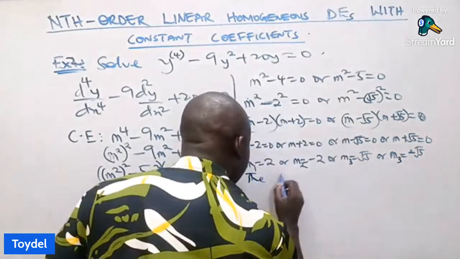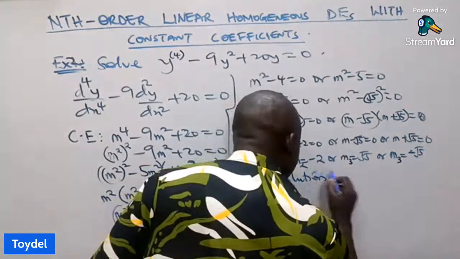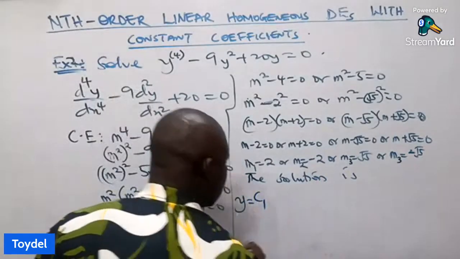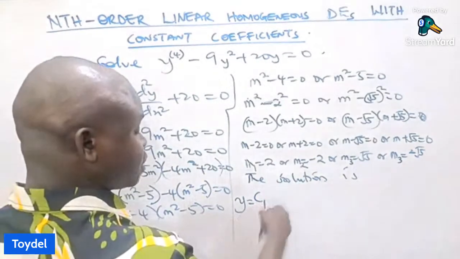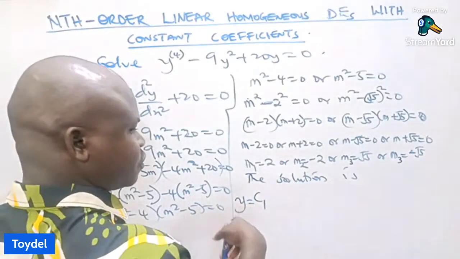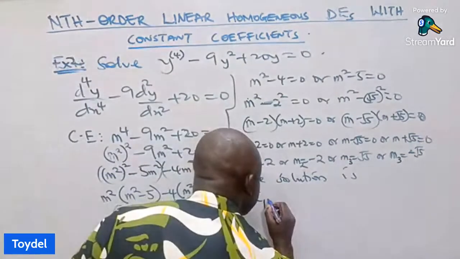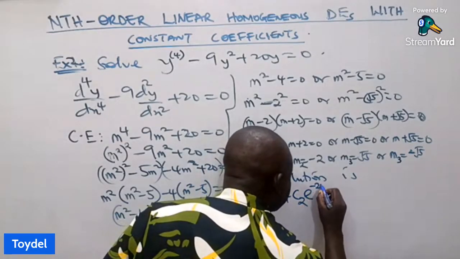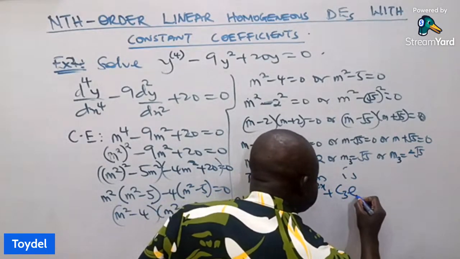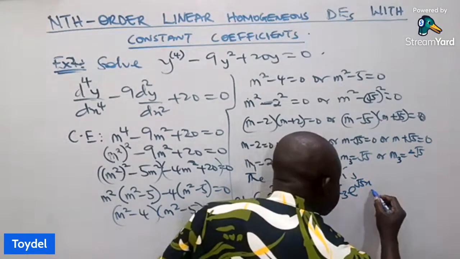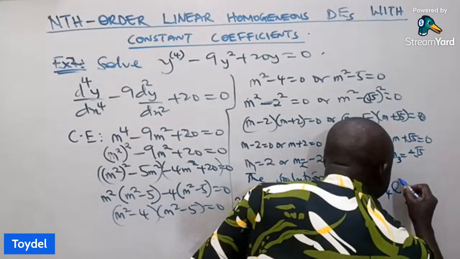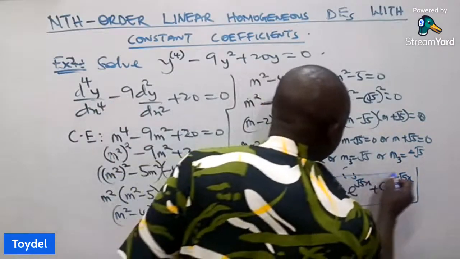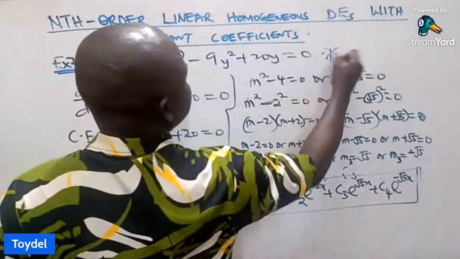So the solution is y equals C1, C2, whatever, they are arbitrary constants. You can use another notation. Maybe here that will be C1 exponential 2x plus C2 exponential minus 2x plus C3 exponential square root of 5x, then plus C4 exponential minus square root of 5x. So this will represent the solution to this particular problem.